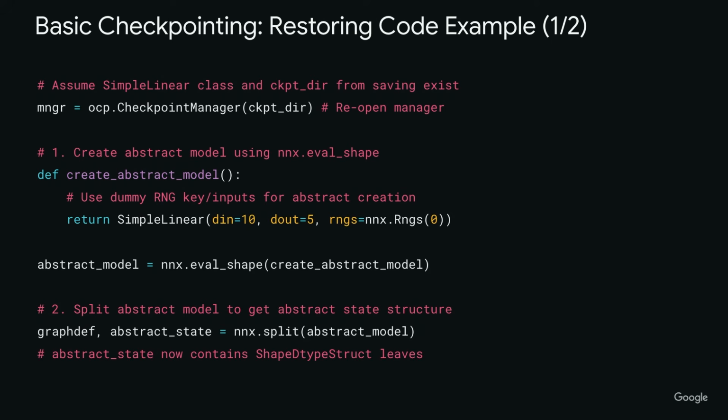We define a function that creates our model, the simple linear in this case, and then we pass this function to nnx.eval_shape. This gives us the abstract model. In step 2, we split this abstract model. GraphDef contains the static structure needed later, and abstract state is our PyTree template containing ShapeDtypeStruct objects instead of arrays.